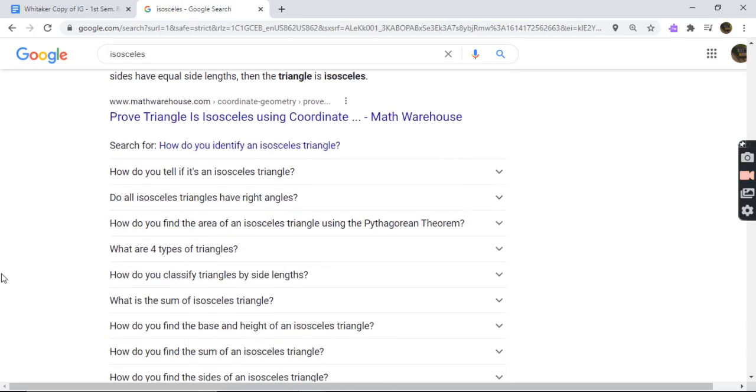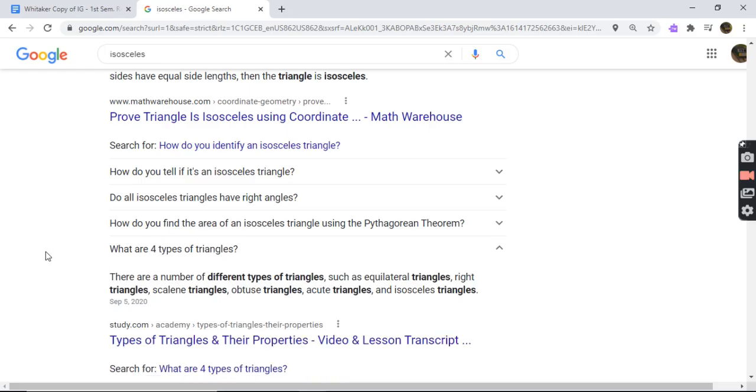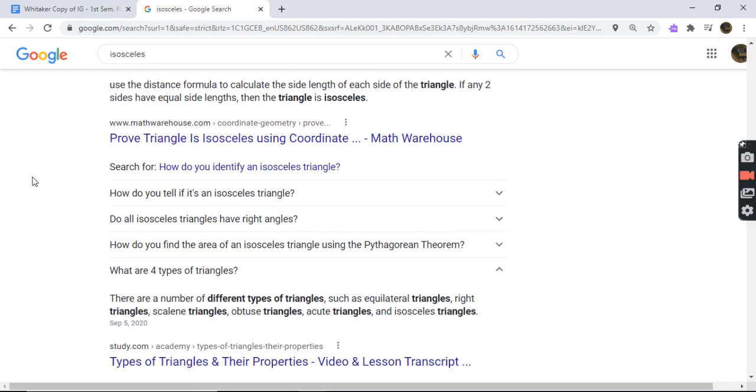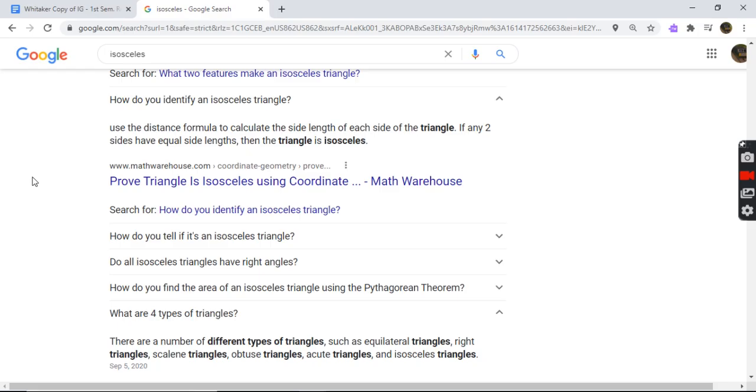Alright, 7. What are the types of triangles? There are six different types of triangles: equilateral triangles, right triangles, scalene triangles, obtuse triangles, acute triangles, and isosceles triangles.